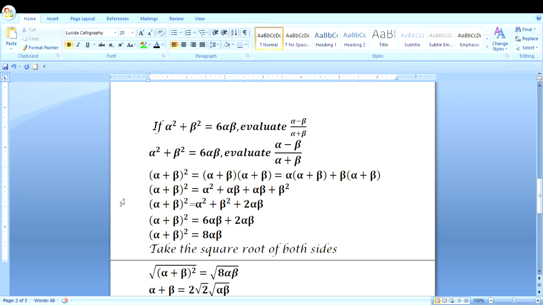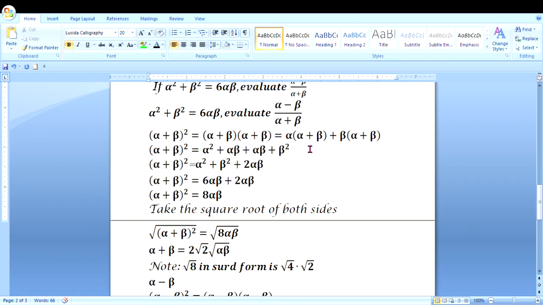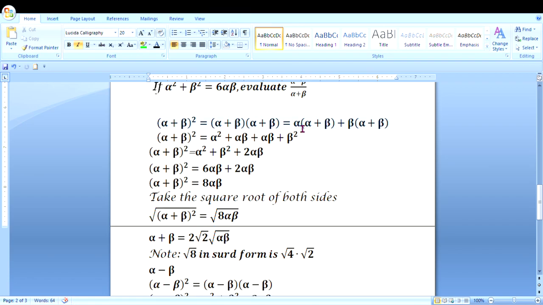Let's take a look at this interesting algebraic question. If alpha square plus beta square is equal to 6 alpha beta, evaluate alpha minus beta over alpha plus beta. Okay, so let's go into operation. Let's look at what we can do here.